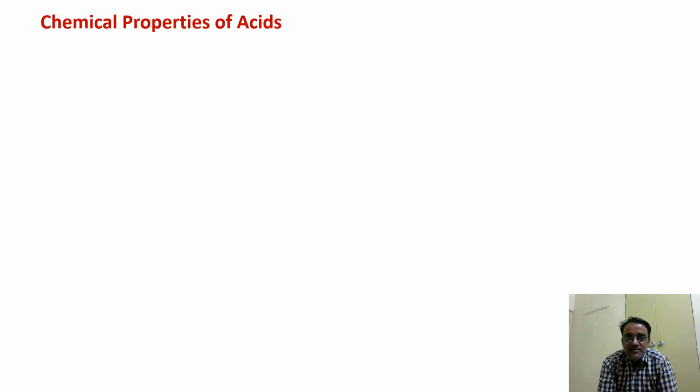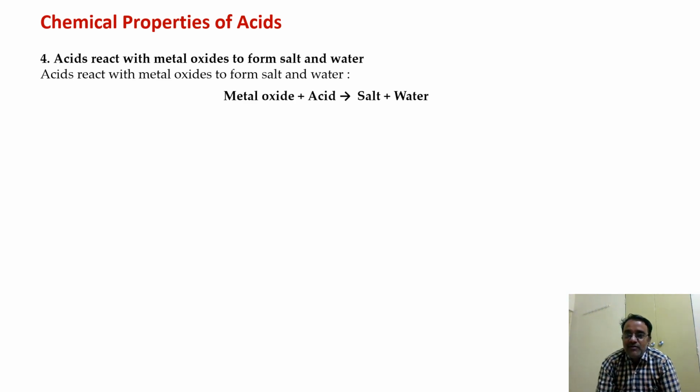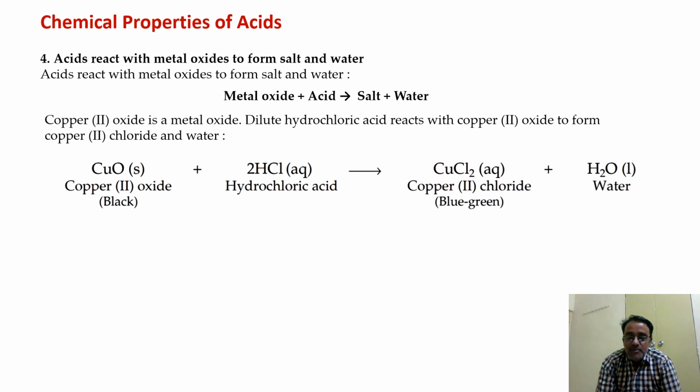Now let us move to another property, which is of metal oxide. What will happen when acid reacts with metal oxide? So it will form again salt and water. Okay, we'll see one example. Copper 2 oxide is a metal oxide. Dilute hydrochloric acid reacts with copper 2 oxide to form copper 2 chloride and water. So this is a reaction.